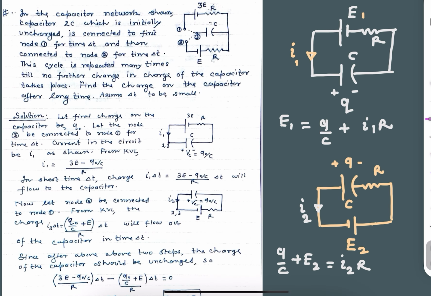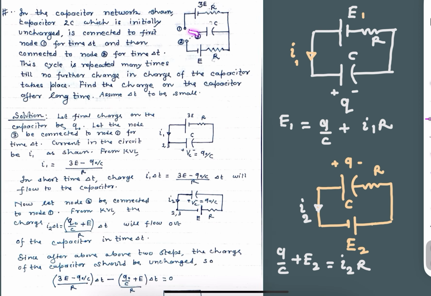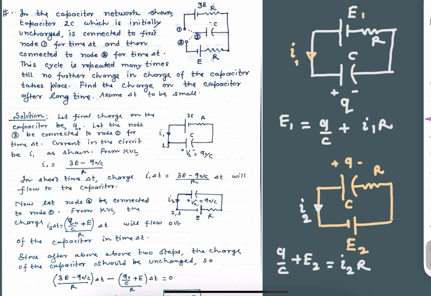Suppose we connect node 3 to node 1 after a long time, but for a time delta t. Then the circuit will look like this, and we are assuming that after a long time this capacitor has charge Q naught. So obviously the potential difference will be Q naught by C, which I have marked here, and I have assumed let the left plate be positive, right be negative. It is not necessary to assume like that. You can assume positive here, negative here. It will come accordingly, and the answer sign will be changed.